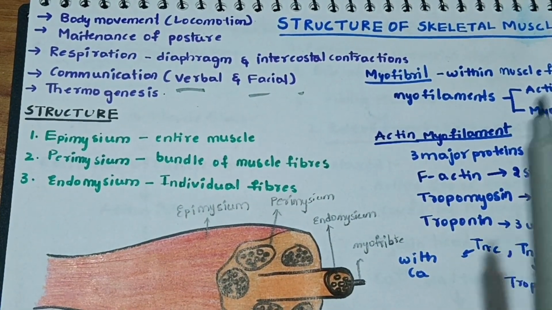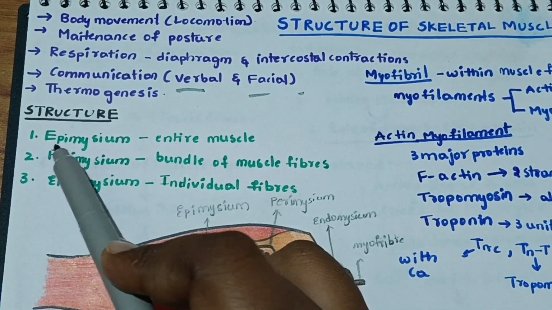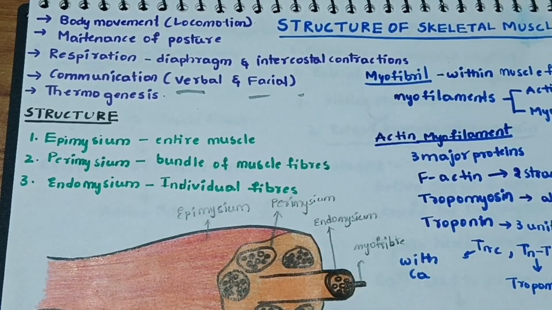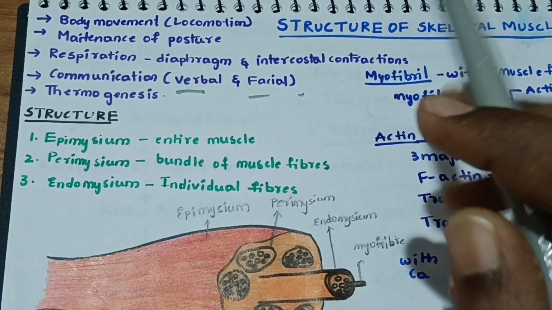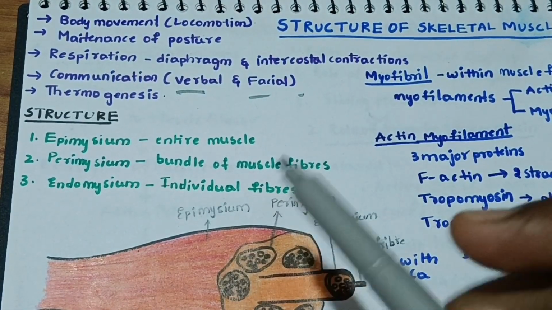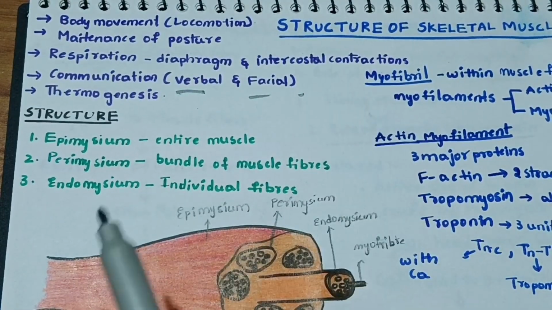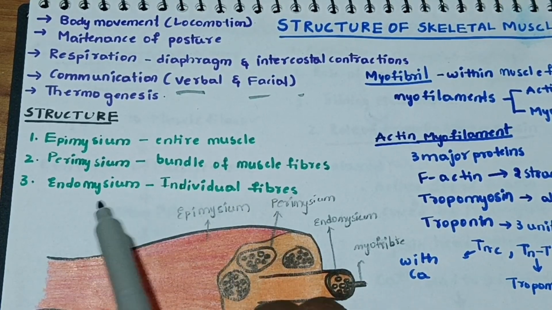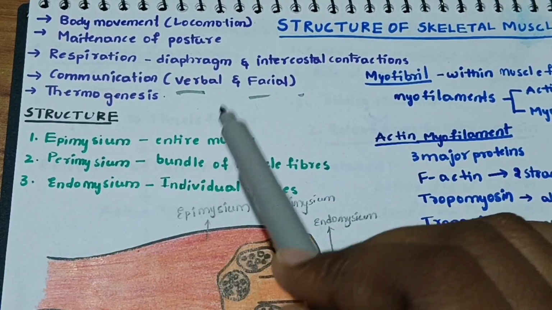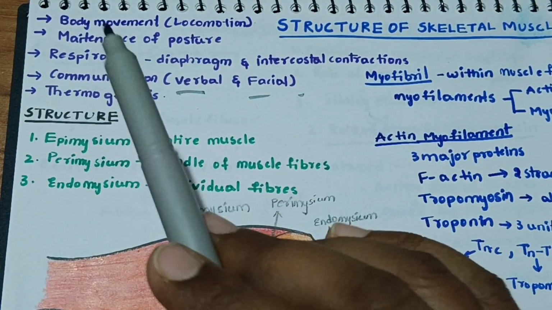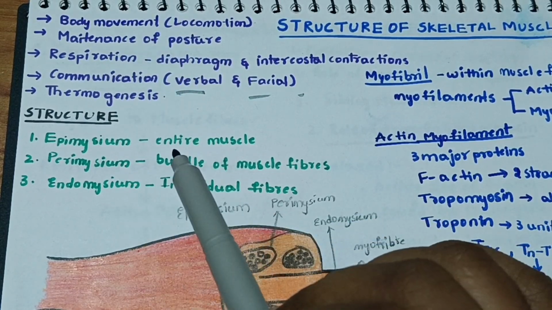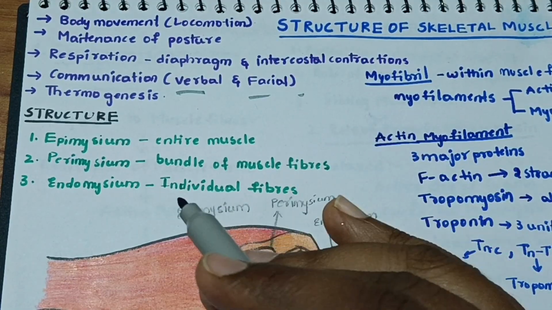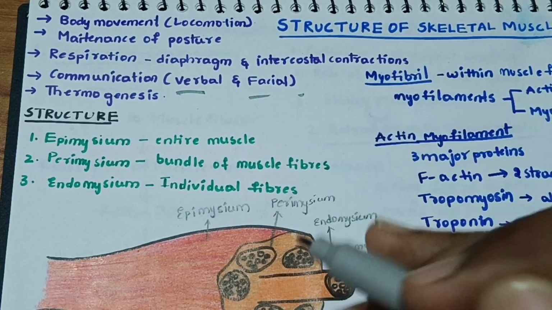The entire muscle, one complete muscle, is covered by epimysium, that is the outer membrane. Epimysium covers the entire muscle. The next one is perimysium. The muscle is formed by muscle fibers. Each bundle of muscle fibers is covered by perimysium, and each individual fiber is covered by endomysium. So the entire muscle is covered by epimysium, containing bundles of muscle fibers covered by perimysium, and individual fibers covered by endomysium. So, epimysium, perimysium, endomysium, from outer to inwards.